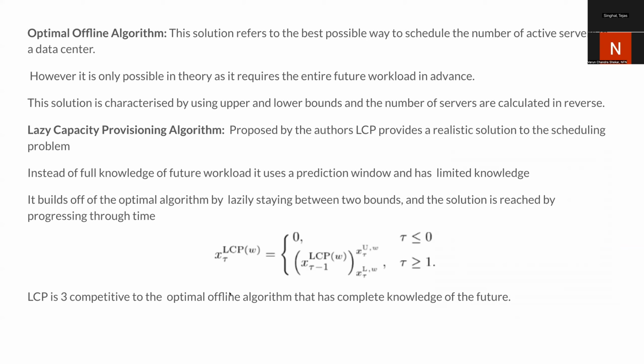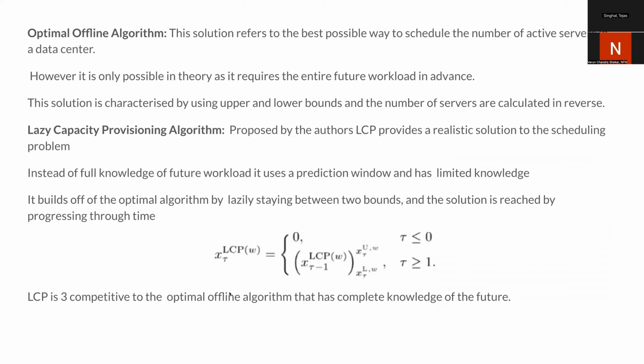The proposed solution by the authors is called the lazy capacity provisioning algorithm. It provides a realistic solution to this problem of dynamic scheduling, and unlike the optimal offline algorithm, it goes forward in time. It has no knowledge about all the future workload. It instead uses a prediction window which is arbitrary, and this window is used to calculate the local maxima and minima to define upper and lower bounds to calculate the number of optimal active servers.